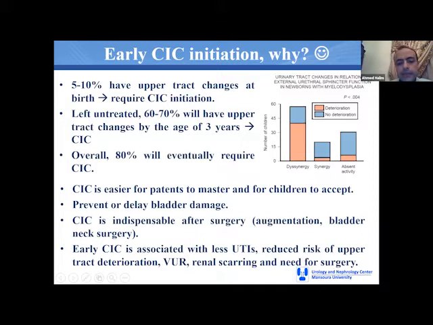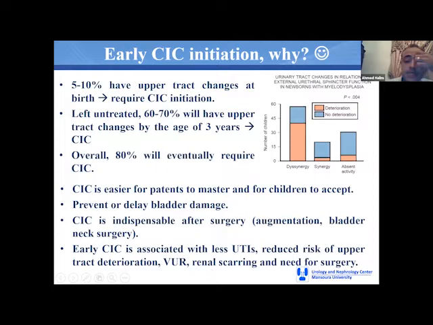So why not start it early in life, especially given the fact that it's easier for patients to learn and master, and it's easier for children to accept when initiated early in life. And as I have previously outlined, early initiation of CIC would prevent irreversible bladder damage. And even if the patient requires surgery later in life, whether you do bladder augmentation or reconstruct the bladder neck to increase the outlet resistance, again, CIC becomes a must. And several studies have reported that early CIC initiation is associated with less risk of infection, less risk of upper tract damage, less risk of VUR, renal scarring, end-stage renal disease, and lower need for surgery.